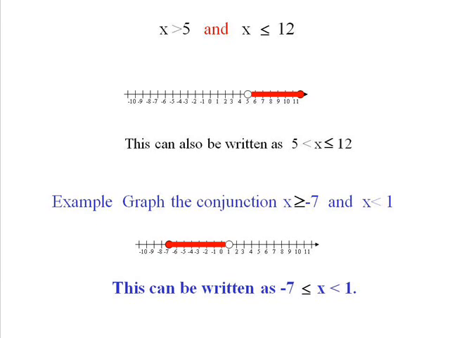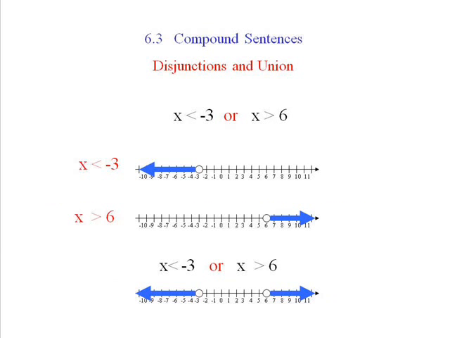Another example, let's graph the conjunction x is greater than or equal to -7 and x is less than 1. Again, we need a closed circle on -7, an open circle on 1, and we would color in between the two. And this can also be written as x is between -7 and 1.